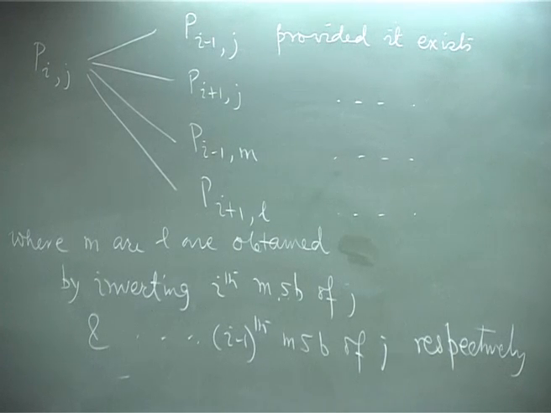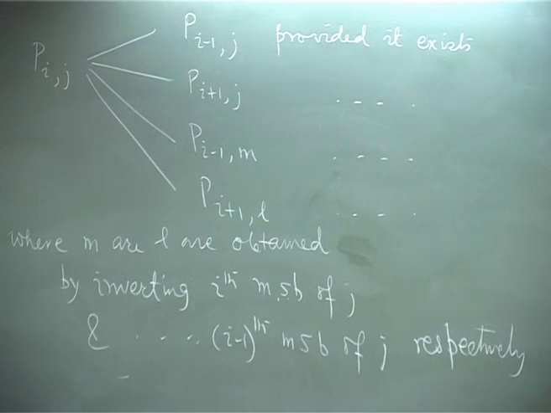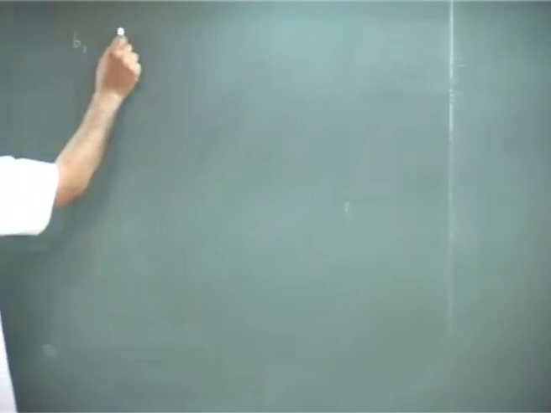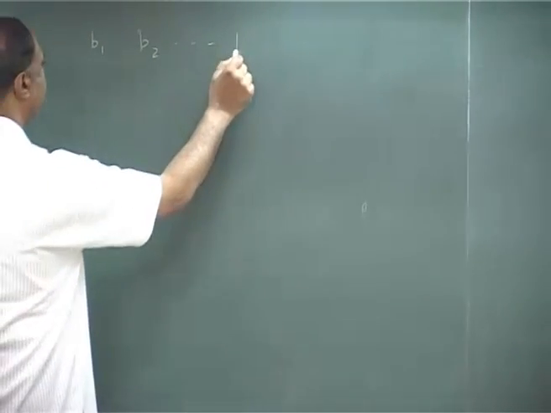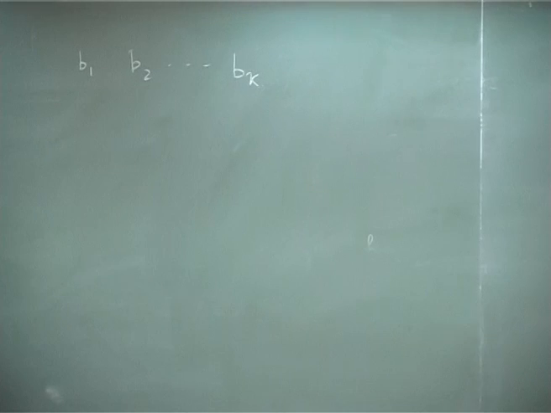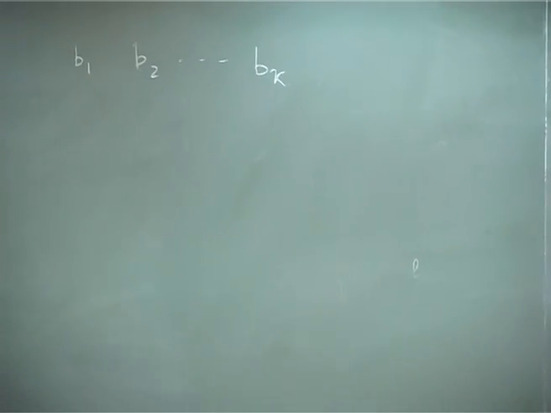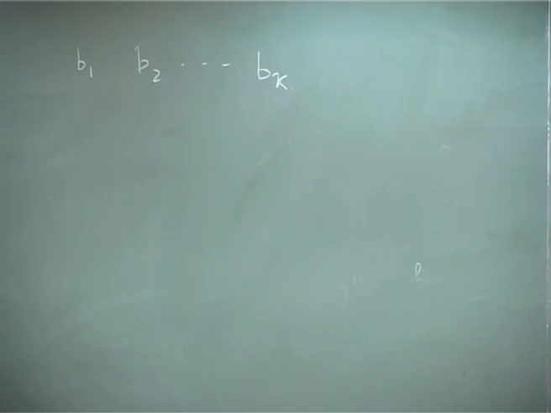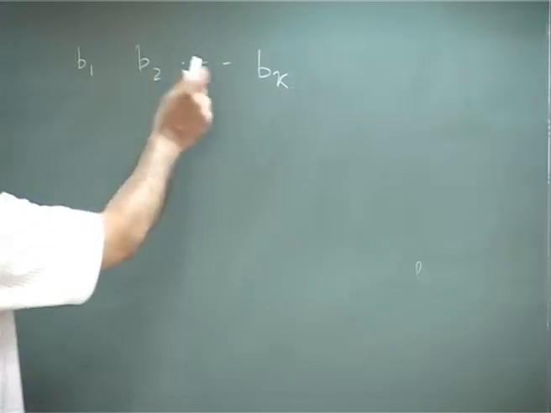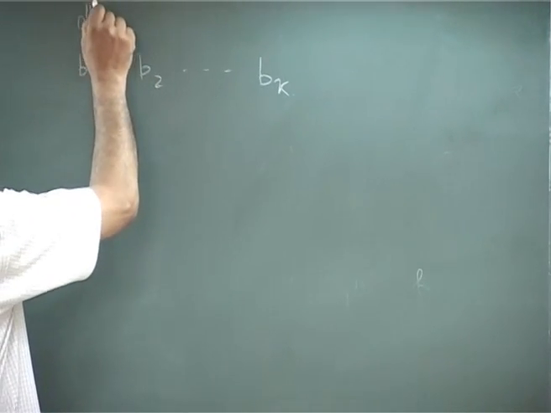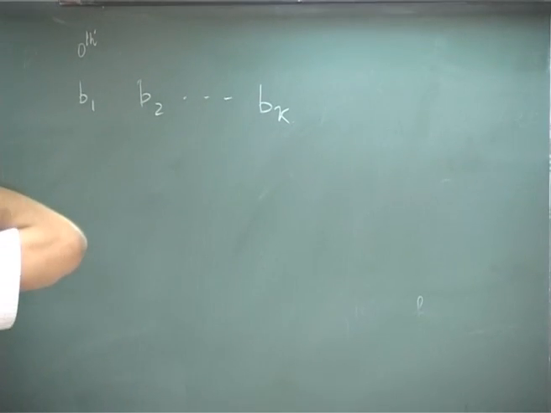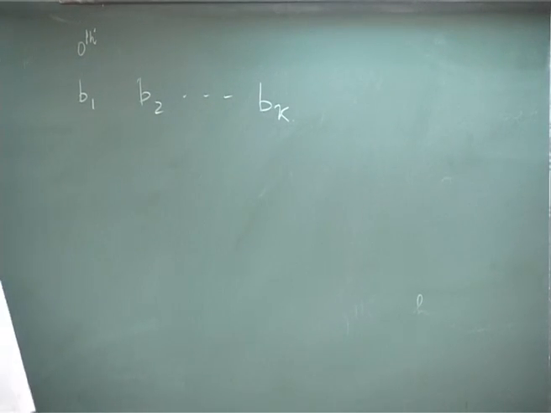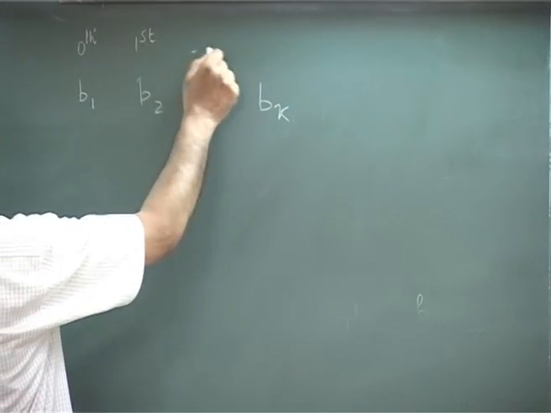Now by the ith MSB, it means that if we start with the bits B1, B2, up to BK, these are the K bits you have, because you have 2 to the power K processors. So K bits, this is the 0th MSB, this is the first MSB, and so on.